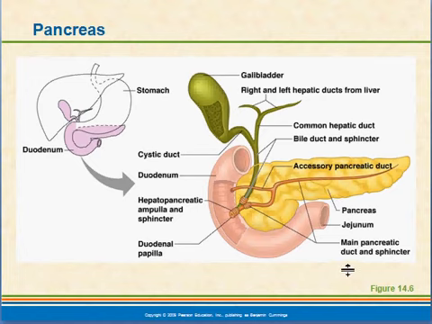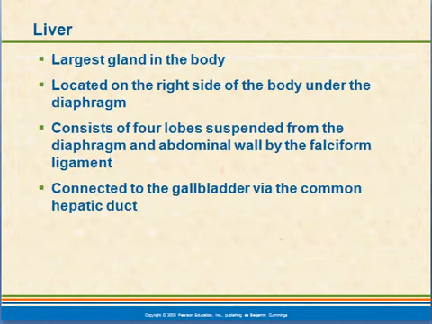Now, speaking of bile, it is made by the liver. The liver is the largest gland in the body. It is located on the right side of the body under the diaphragm, and it really is huge. It consists of 4 lobes suspended from the diaphragm. You don't need to know how many lobes we have, but it's connected to the gallbladder via the common hepatic duct.